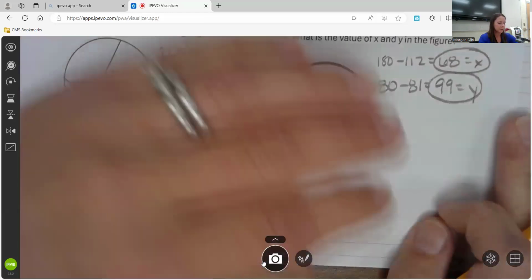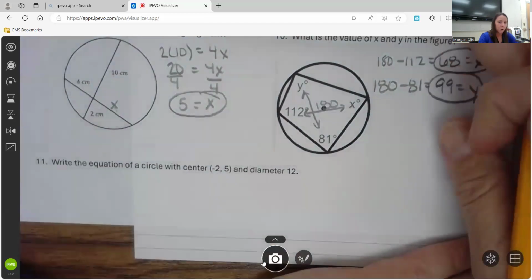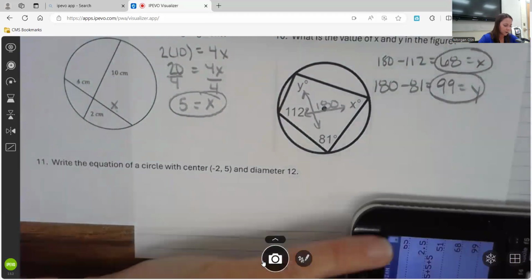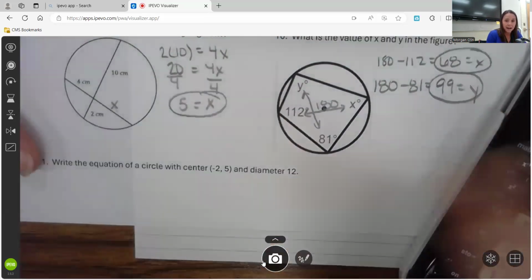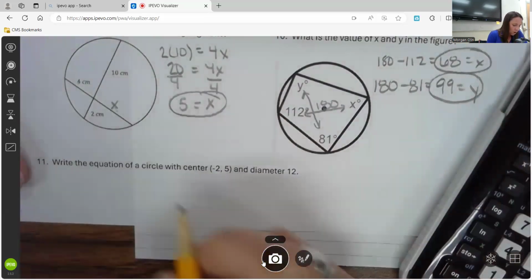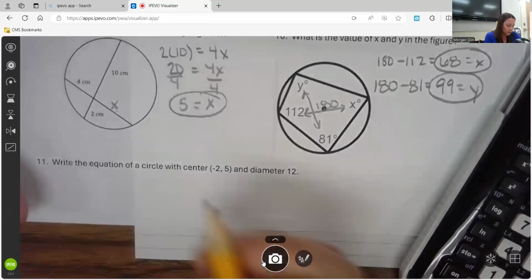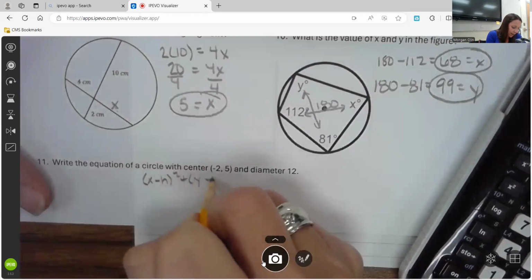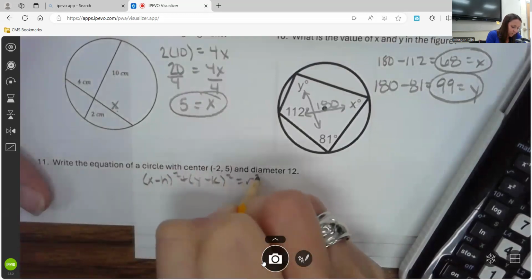All right. Now, number 11. Write an equation of a circle with center -2, 5, and a diameter of 12. Okay, now first off, what is the equation of a circle? X minus h squared plus y minus k squared equals r squared.